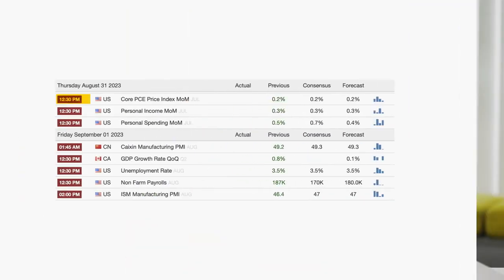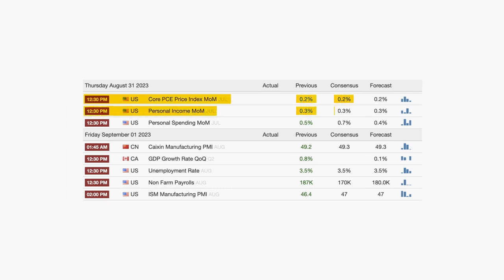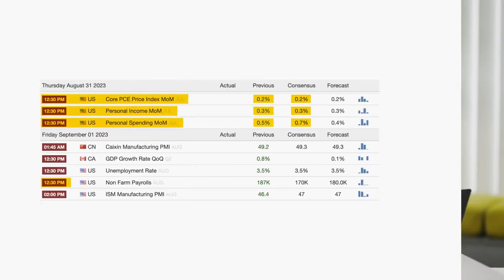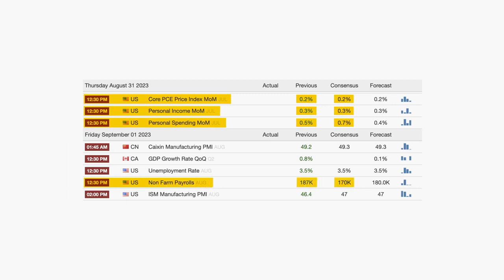In terms of economic data for this week, we have the US core PCE, the personal income and personal spending, all set to be released on Thursday the 31st at 12:30 p.m. GMT, and on Friday we have the American job report, where the market is expecting the NFP figure to decline and the unemployment rate to remain stable at 3.5%.